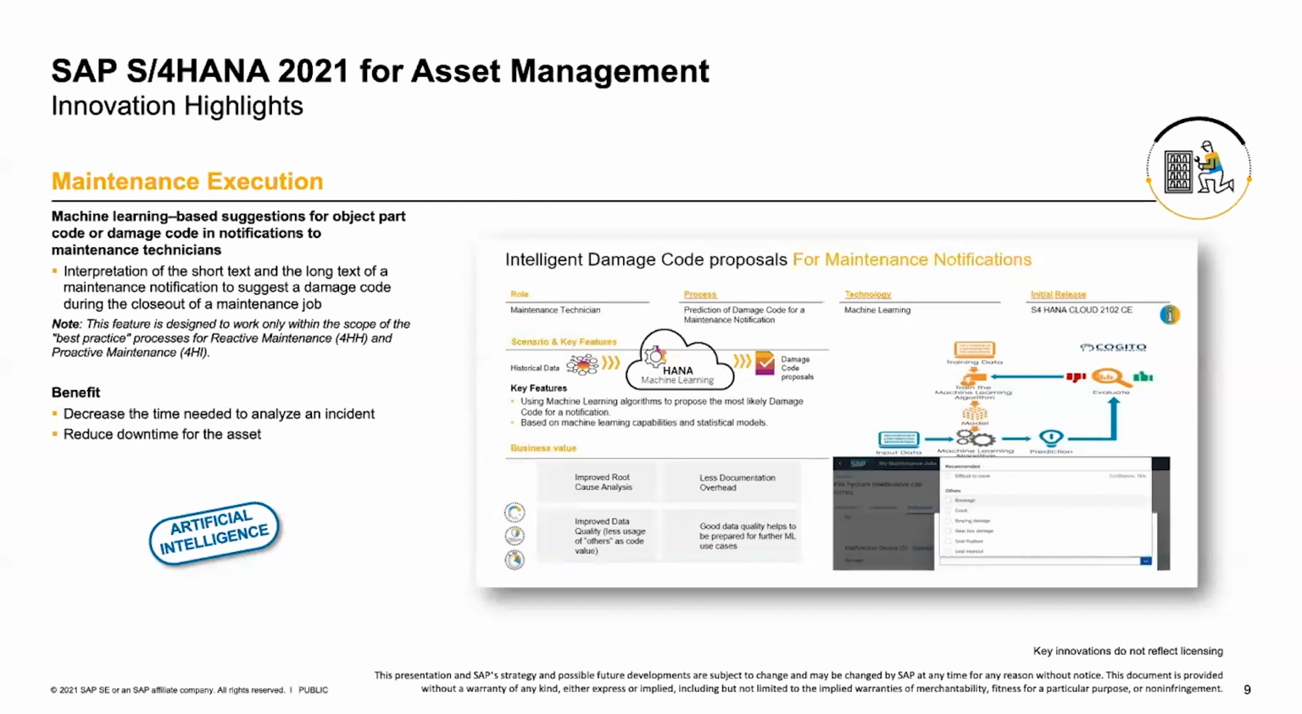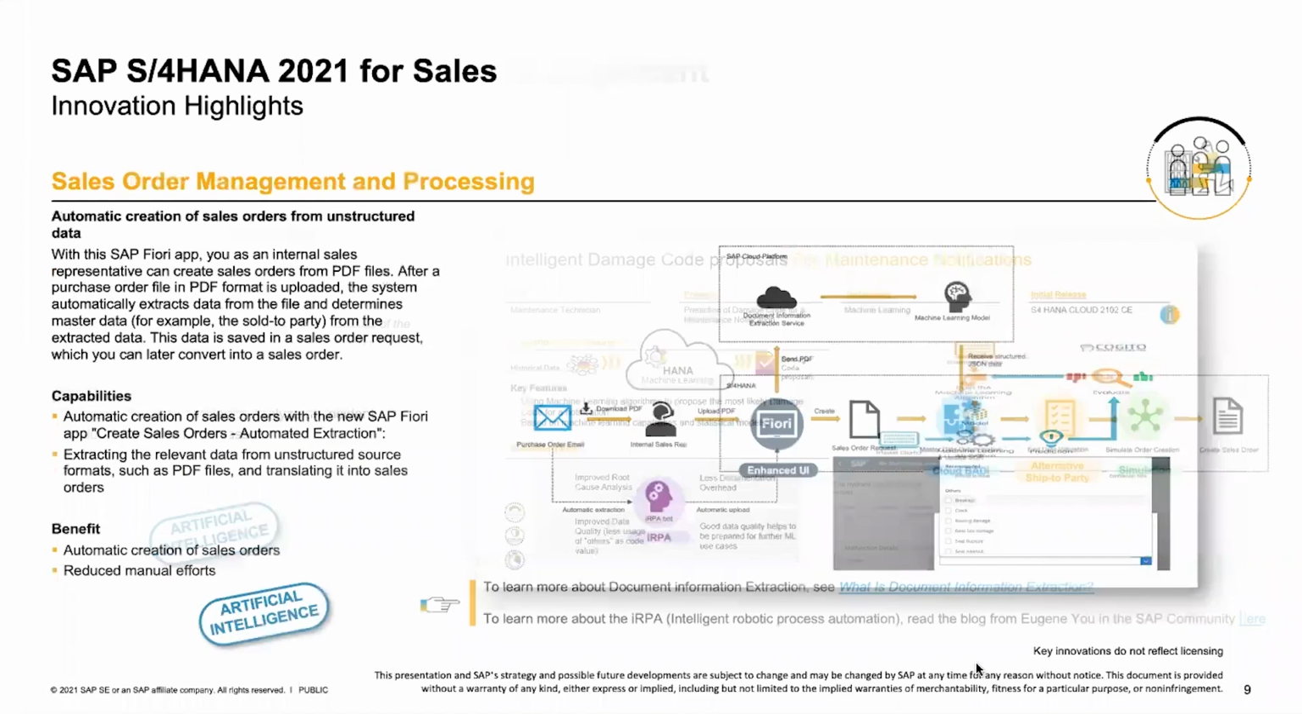In order to ensure adequate maintenance, maintenance technicians need to always observe the condition of the technical object. In case of a malfunction, a machine learning algorithm and statistical model interprets the short and long text of a maintenance notification to propose a damage and object code to facilitate the maintenance and also increase the data quality. On to the next innovation, next slide, yes.